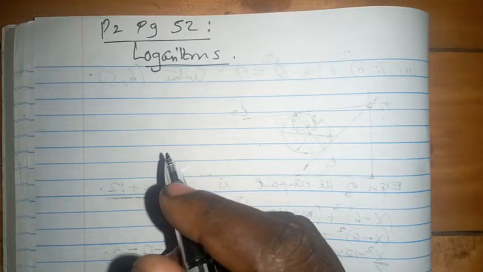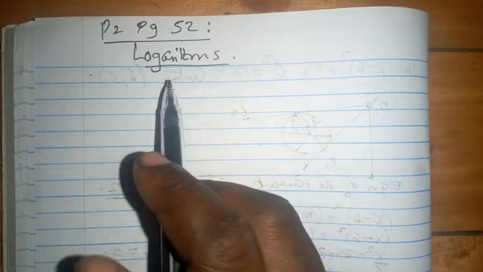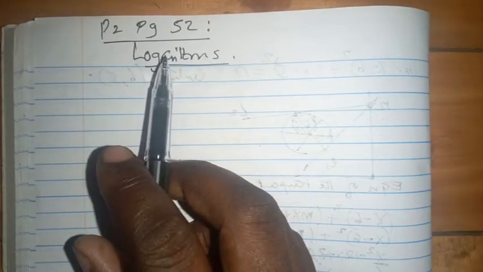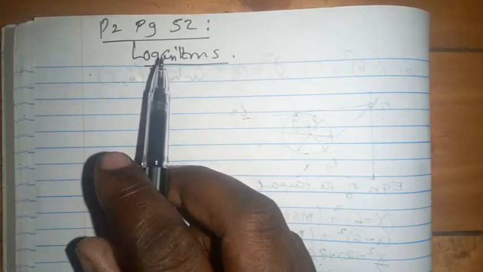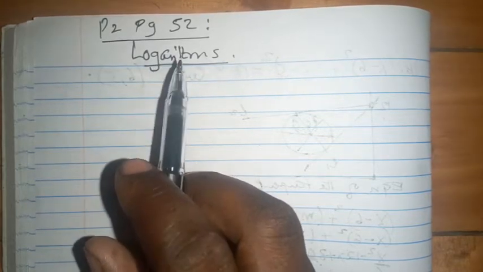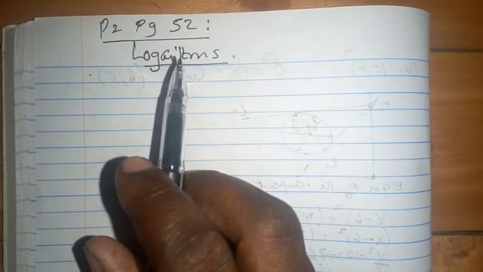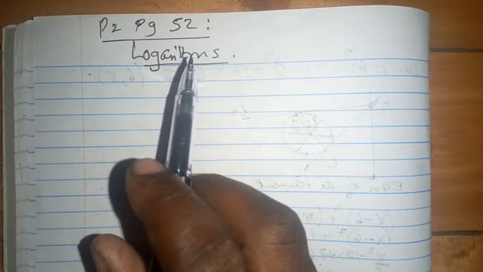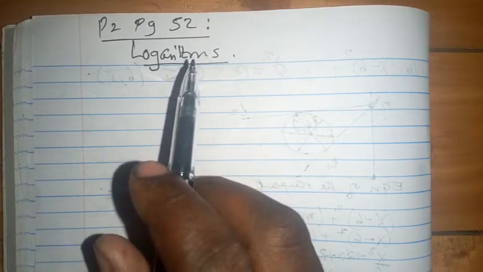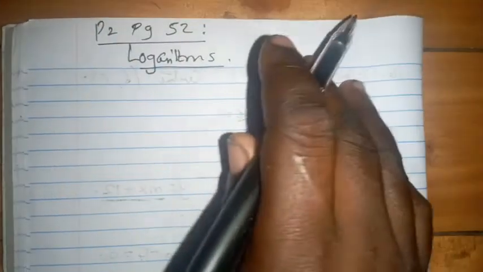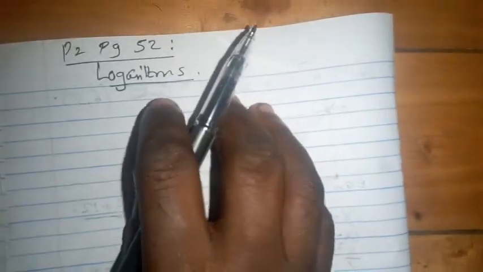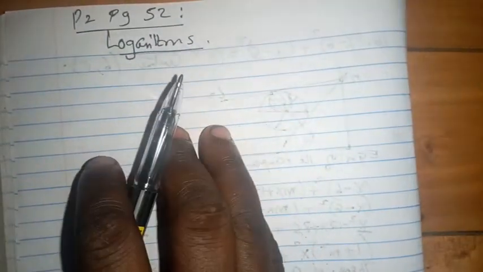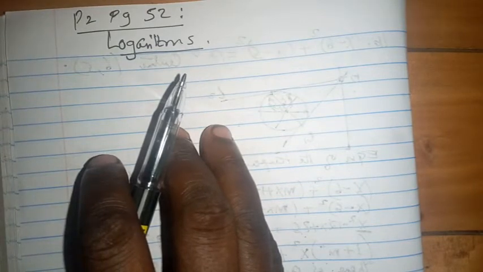And today I want us to introduce ourselves to logarithms, and we'll be looking at Pure Mathematics 2, page 52, and 3.2, whereby we are told the inverses of exponential functions are called logarithms. That is a very, very important statement. We're going to see how these inverses are turned to logarithms.